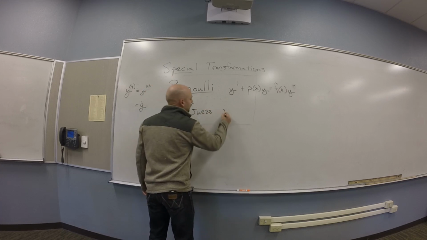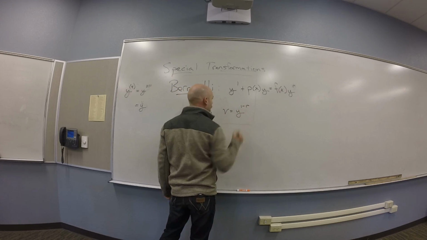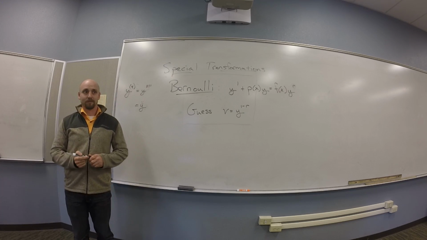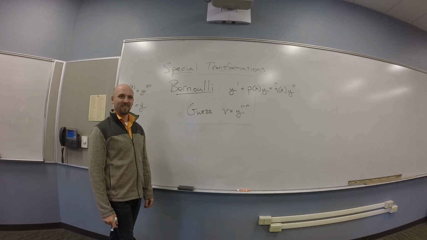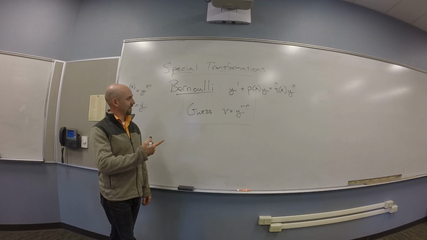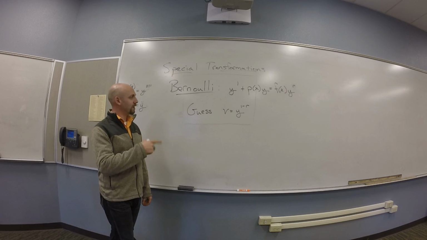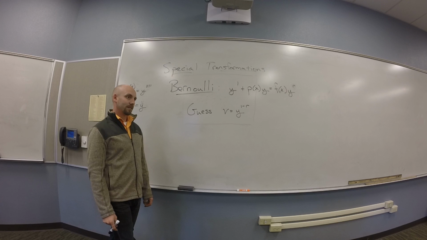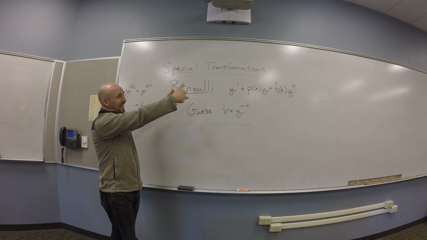So the trick I'm going to highlight is I want to guess that v is y to the 1 minus r. Does this seem like a good idea? If I multiply v by y to the r, I'll get y. But I don't have a v in that equation, right?